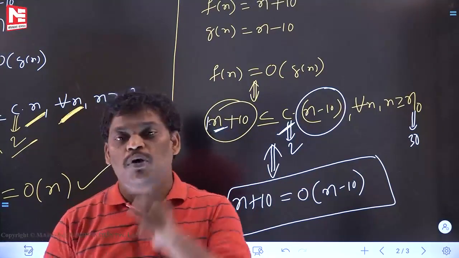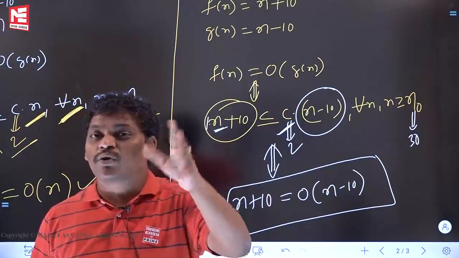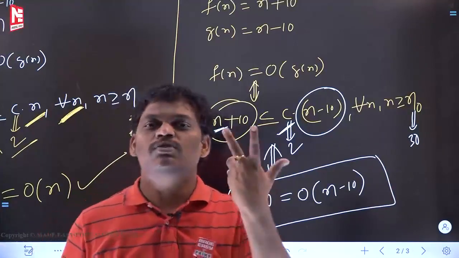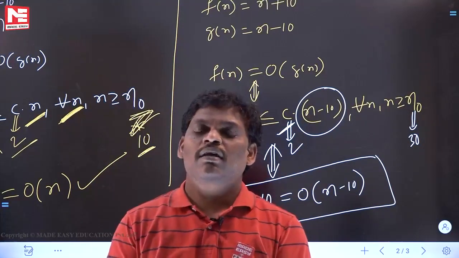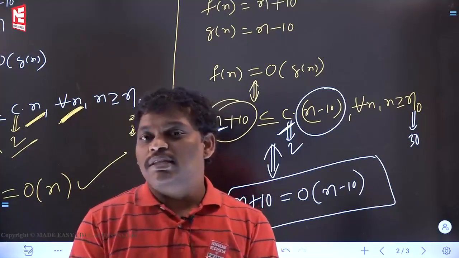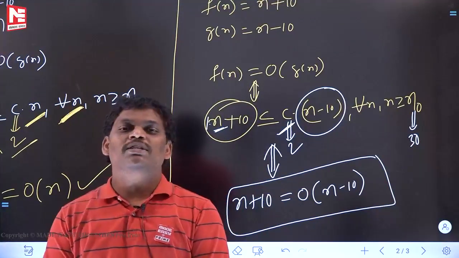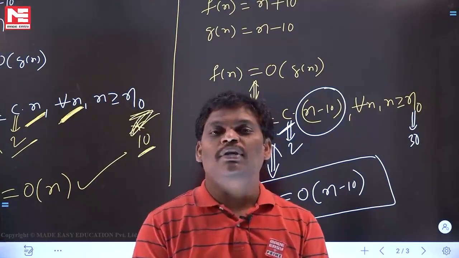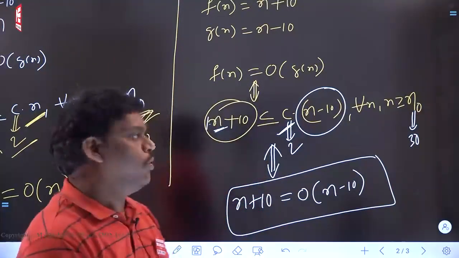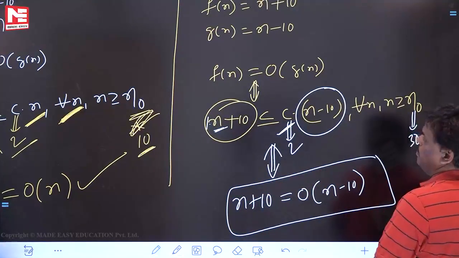After taking C's help, you have to say this line also. If you don't say this line, people will think you are mad. What is the reason? How can you say n minus 10 is bigger than n plus 10? Now I can say, see the line again, n plus 10 is big O of n minus 10. The meaning is, comparing n plus 10, n minus 10 is bigger after taking C's help. C may be 2, may be 3, depending upon the problem. Big O notation means prove the right side is greater after taking C's help.